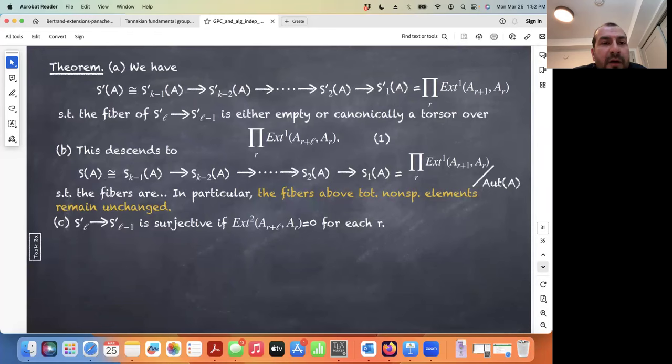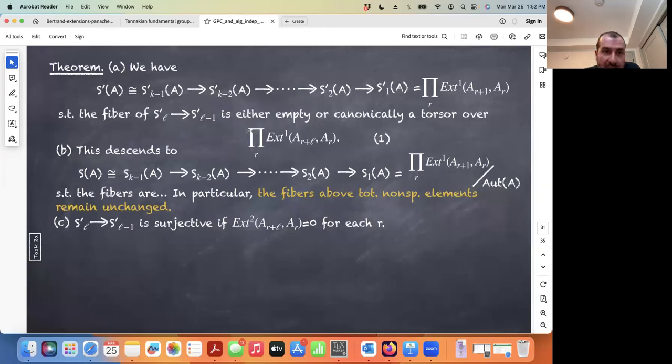Okay, so part A is that you have a sequence of maps like that. So the level is dropping. These are the truncation maps. But I'm originally starting with the set that I'm interested in, one of the classification problems that I'm interested in. So it fits into a diagram like this. And the fibers of each of these maps, so the fiber of truncation from level L to L minus 1, is either empty or canonically a torsor over the product of these X1 groups.